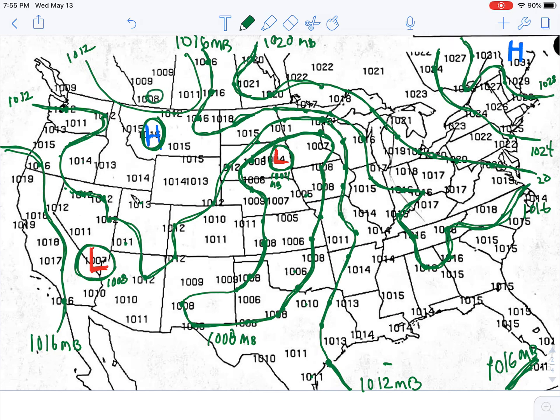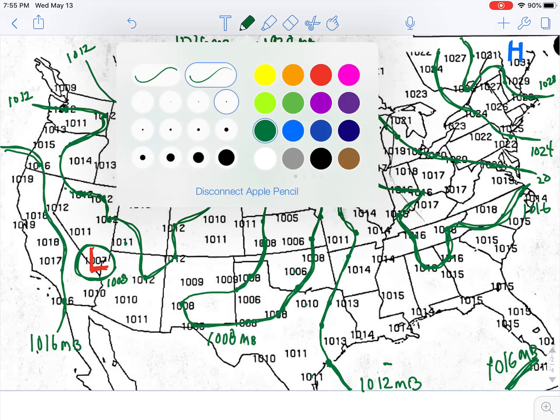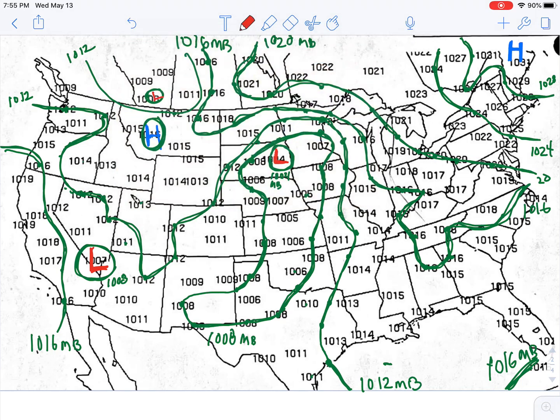And there's 1008 right there. That's kind of off by itself as well. That's another isolated low pressure. And now you can say to yourself, oh my gosh, I can't believe it, he's finally done. Did he even know what he was talking about?